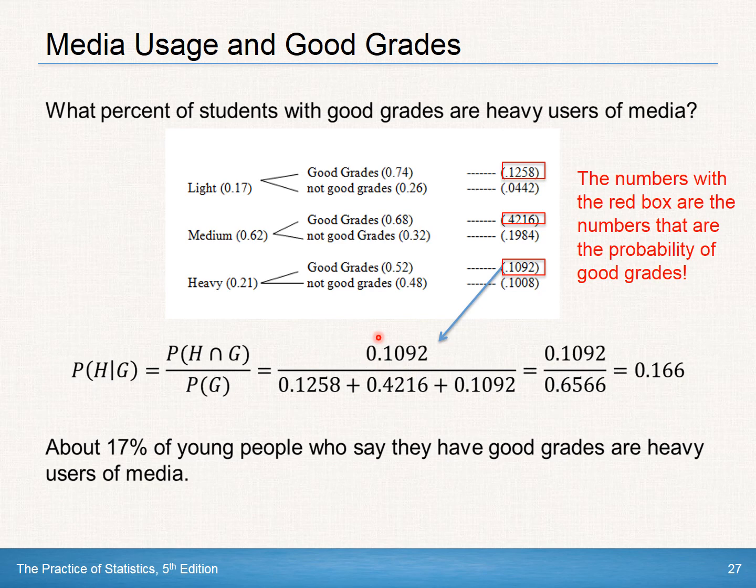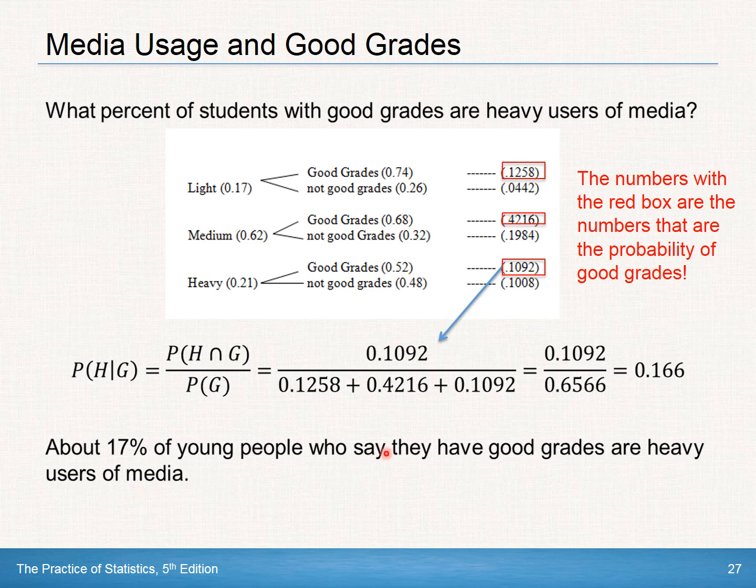Now, what's the probability that they get good grades? Well, that might be kind of hard to find if I didn't have that tree diagram, because there's 3 separate parts where they get good grades. So the numbers in the red box are the probability of getting good grades. So you're adding all of those up in your denominator to get the probability of good grades. So heavy and good grades divided by good grades equals 0.166. Show this work right here and then your final answer. So about 17% of young people who say they have good grades are heavy users of media.